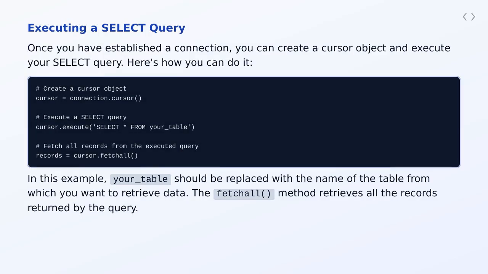Now, executing a select query. Once you have established a connection, you can create a cursor object and execute your select query. Here's how you can do it. I'll let you read the examples on screen rather than reading every line aloud. In this example, your_table should be replaced with the name of the table from which you want to retrieve data. The fetchall method retrieves all the records returned by the query.